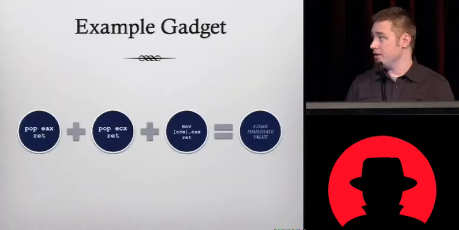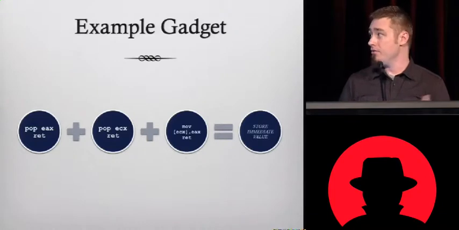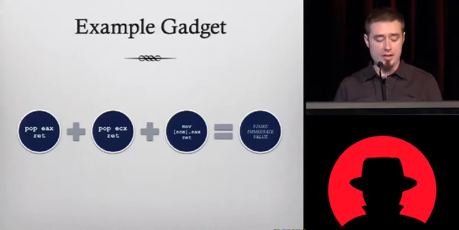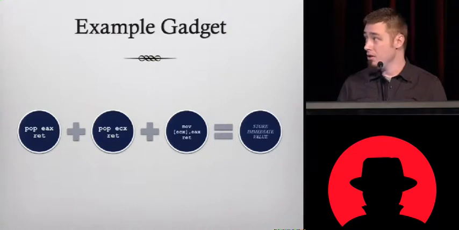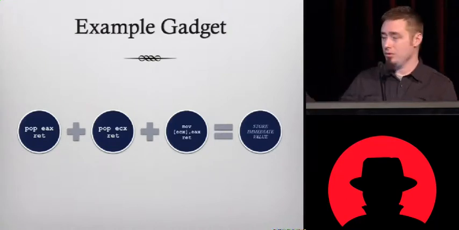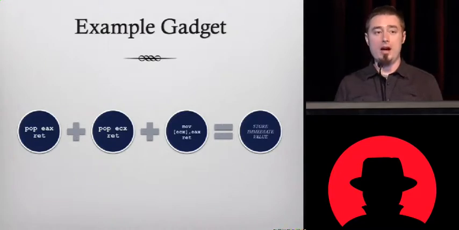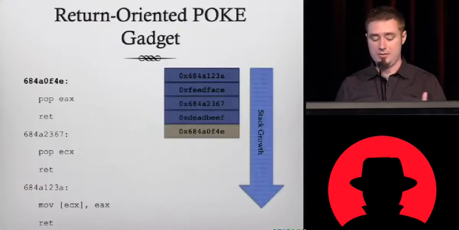So here's an example gadget. If you have 3 sequences, here's how we're going to combine them. The first one, you have a pop EAX ret that'll set EAX to a chosen value. Second one is a pop ECX ret that'll set ECX to another value. And the third one will store EAX into the memory pointed to by ECX. And now we have a store immediate value, or if you're an old Commodore 64 programmer, you think of this as a poke. Here's basically how it works with yet another stack diagram.